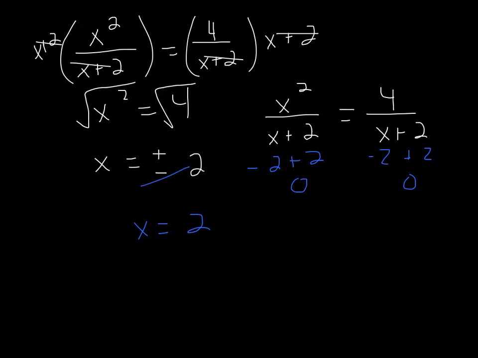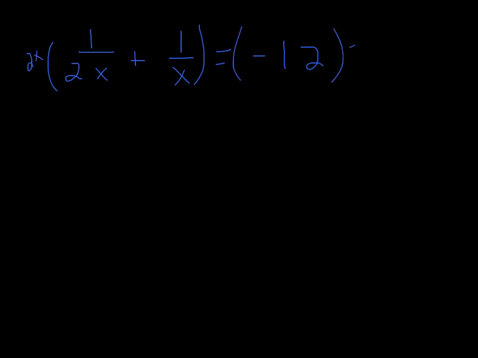Alright, let's do the last one. So we have 1 over 2x plus 1 over x equals negative 12. Okay, so hopefully you've already figured this out. Our common denominator is 2x. So we'll multiply everything by 2x here. So they cancel there, so you're just left with 1. Over here the x's cancel.